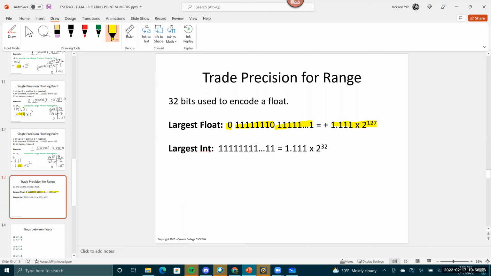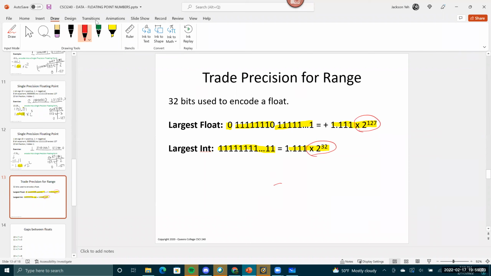The largest int, however, that you can encode is when you set all 32 bits equal to 1. That value is roughly equivalent to 1.111 times 2 to the 32. So you might notice that, hey, why the difference? How come this is so much larger, even though it's the same number of bits used, right? It's not like we instantly had 1,000 more bits. It's still the same 32 bits. Then how come the largest number is so much bigger?